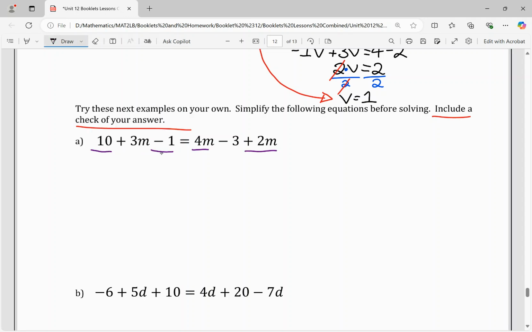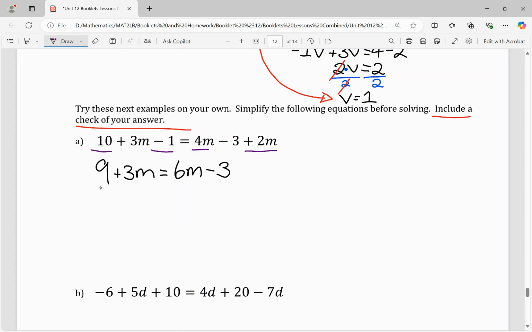So 10 minus 1 is 9. And then this 3m is just going to stay exactly like it is. We have nothing to combine that with. On the right-hand side, 4m plus 2m is 6m. 4 plus 2 is 6, and the variable stays the same. And that term, minus 3, is just going to carry down.